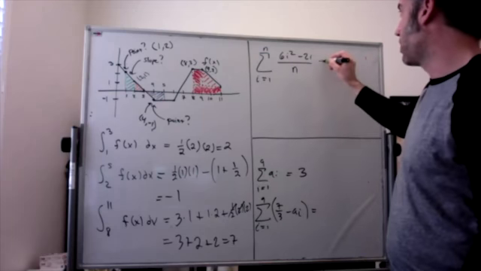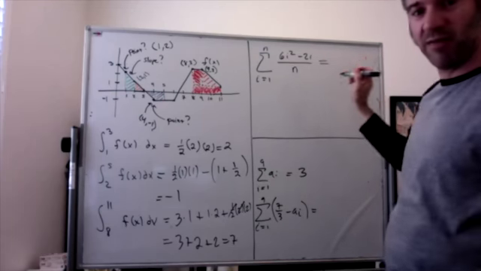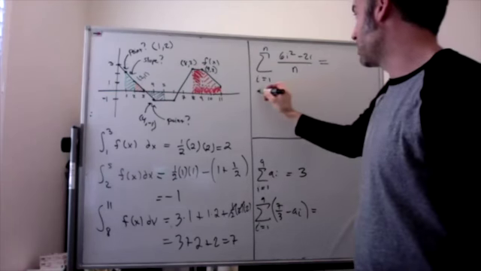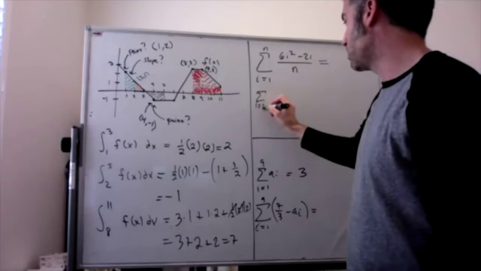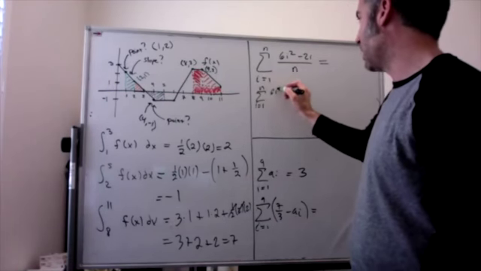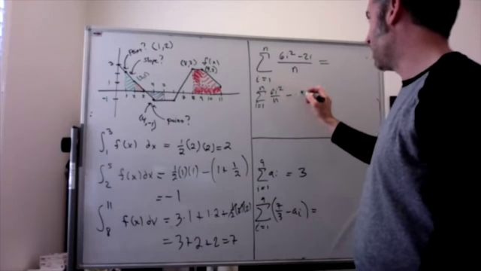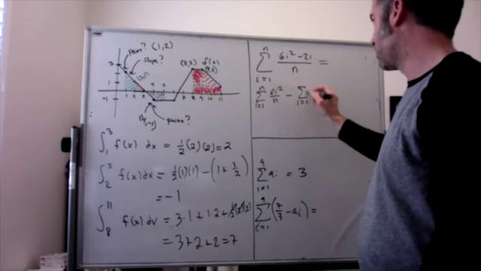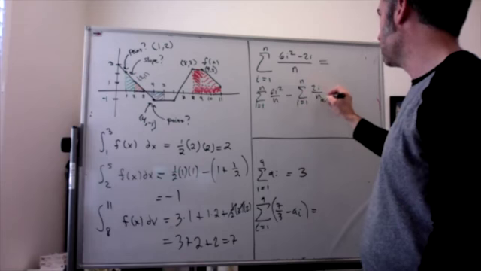We want to break this up. I don't think I gave myself quite enough room here. I want to break this up as the sum from i equals 1 to n of 6i squared over n, minus the sum from i equals 1 to n of 2i over n.